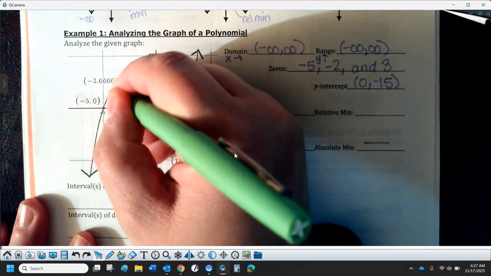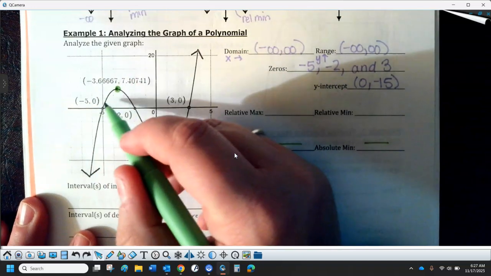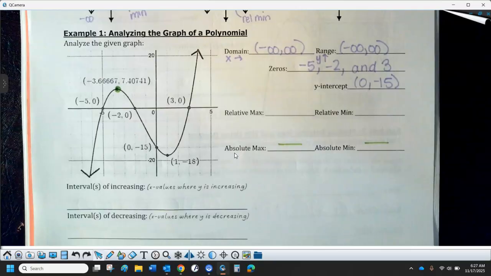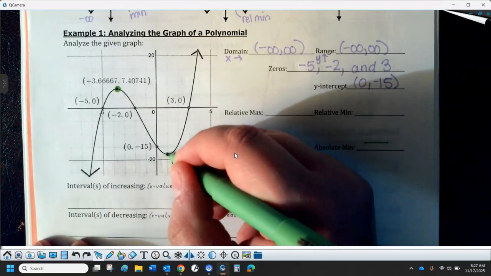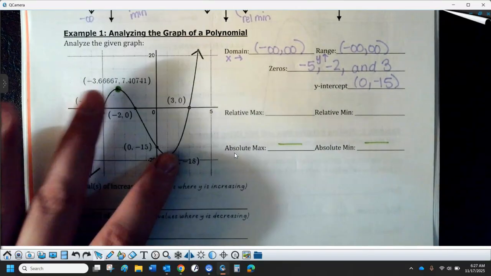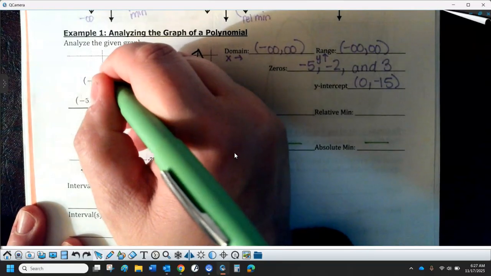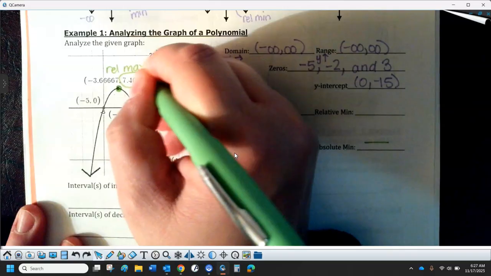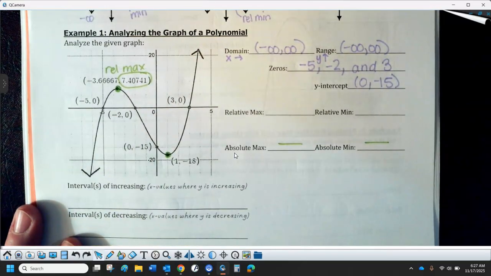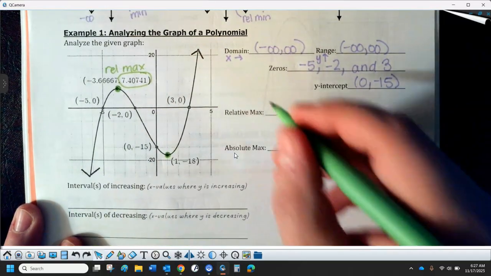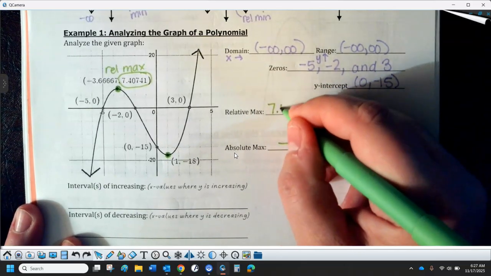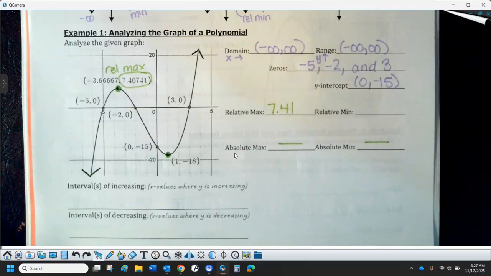This point right here is like the top curve, like we're turning from increasing to decreasing, so you can have a relative max or min anytime that turn happens. So these are my two relevant points. This is going to be my relative maximum. Now, you just grab the lovely y-coordinate of the point. So let's just call this 7.41. I'm just going to do nearest hundredth.